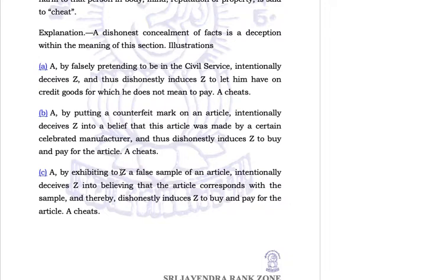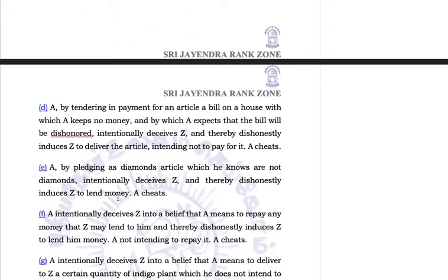A shows him some sample, saying this sample is of A grade quality, and he says the bulk is also of this quality. Z buys, and the bulk turns out to be of bad category. Now that is cheating.